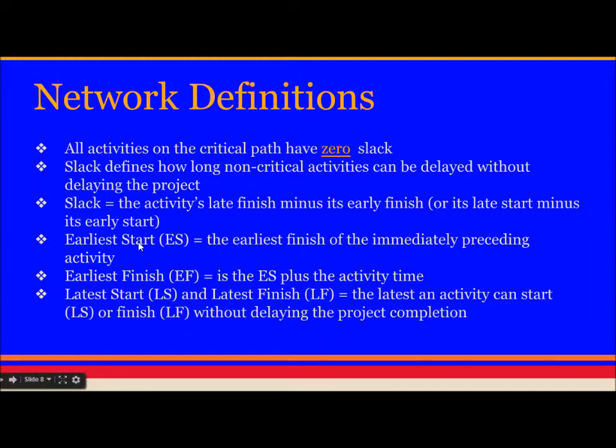Early start is equal to early finish of the immediately preceding activity. Earliest finish is the ES plus the activity time. LS, which is late start, and late finish, LF, is the latest an activity can start (LS) or finish without delaying the project completion.